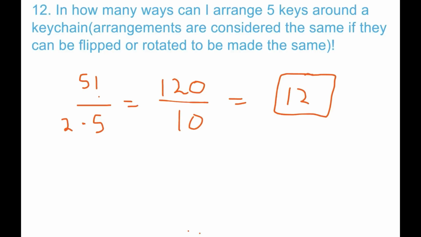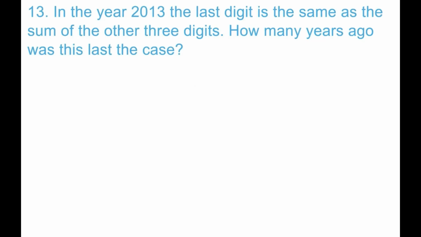Let's move on to problem number 13. Number 13. In the year 2013, the last digit is the same as the sum of the other 3 digits. How many years ago was this last the case?